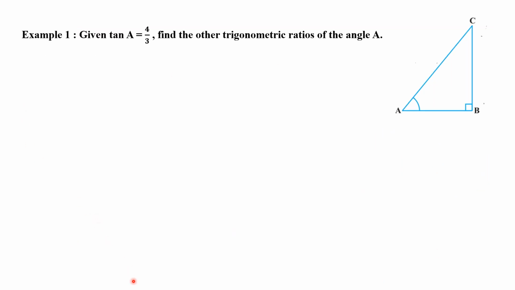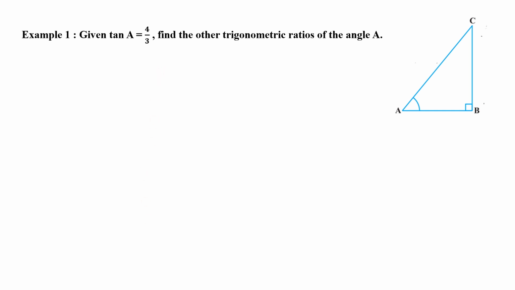Now let's solve one question. I have taken this question from example 1 of the NCERT textbook. The question is, given tan A equal to 4 by 3, find the other trigonometric ratios of the angle A. Now other trigonometric ratios means what? You have to find sine, cos, cosec, sec, cot, all the trigonometric ratios. Here it is only given tan A is equal to 4 by 3.